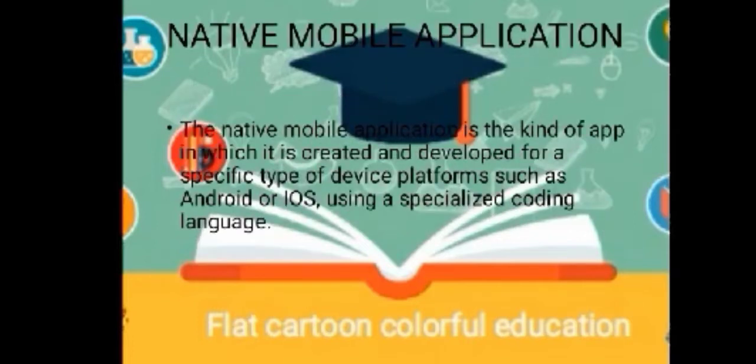So next is native mobile application. The native mobile application is the kind of app which is created and developed for a specific type of device platform such as Android or iOS using a specialist coding language. To build native applications, the coding language that is chosen by developers must be given access by the device platform. Typically, application features for the category could be offline mobile games or dictionary apps, etc.